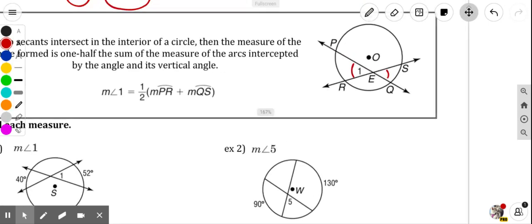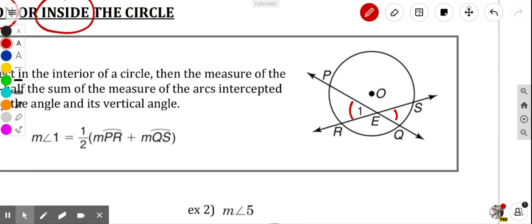So let me zoom in on this picture a little bit. So notice these 2 secants are intersecting the circle at P, R, S, and Q. So see PR and SQ, those would be considered the intercepted arcs for these 2 secants intersecting. So if you add PR and SQ and divide by 2, you would get angle 1. This would also work, let me show you on the other side, with the other arcs. So like PS this way and RQ this way, those could also be intercepted arcs for this angle. So if I added PS and RQ and divided by 2, I would get that angle.